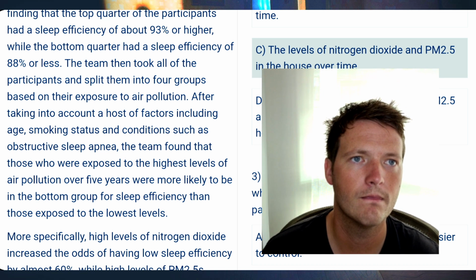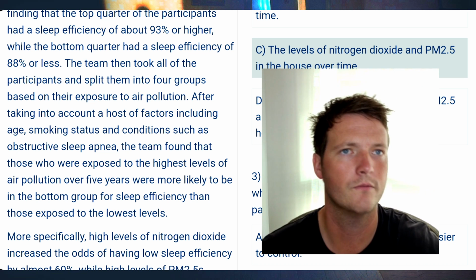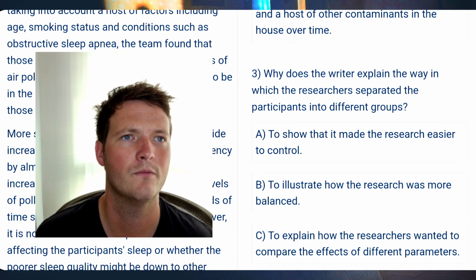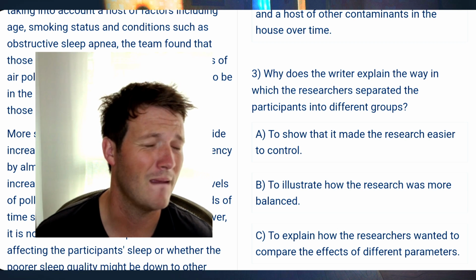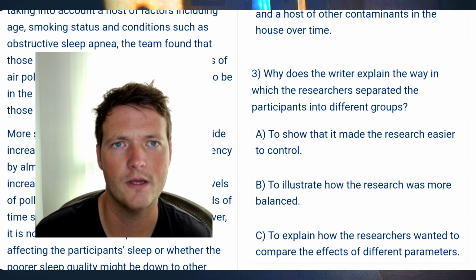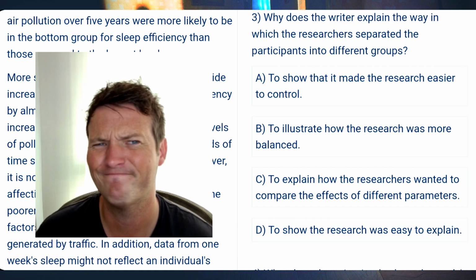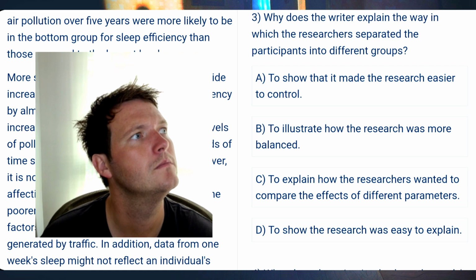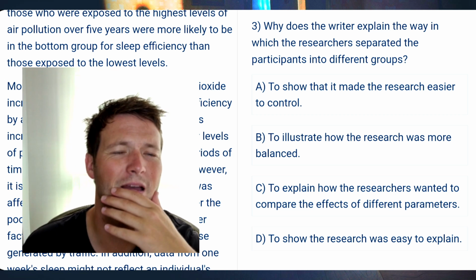To me, well, I don't know. The reason is to prove their hypothesis. I can't really think of another reason. But why does the writer explain the way in which the researchers did this? I guess to sort of explain how they got the results. No, it's quite a difficult question. To show that it made the research easier to control? Don't think so. To illustrate how the research was more balanced? I suppose possibly. I guess that's a possibility.